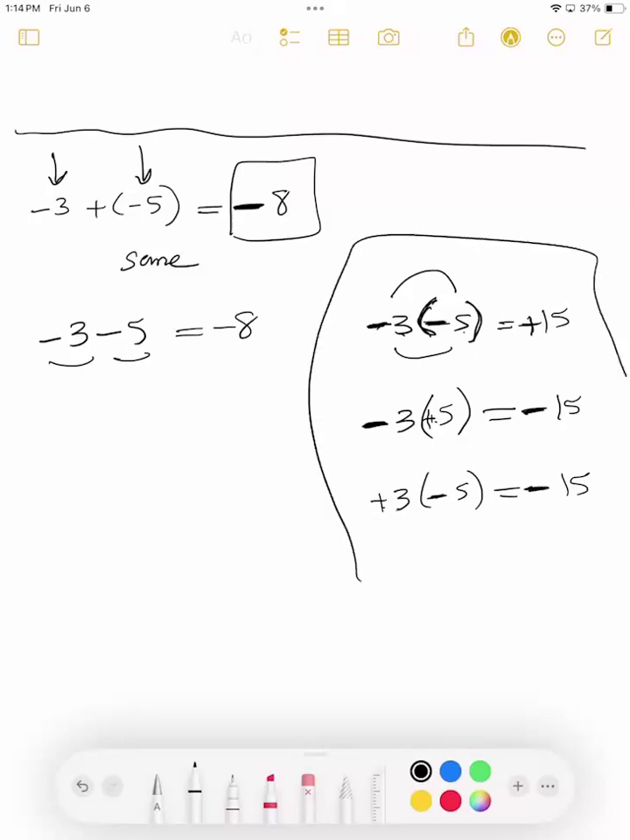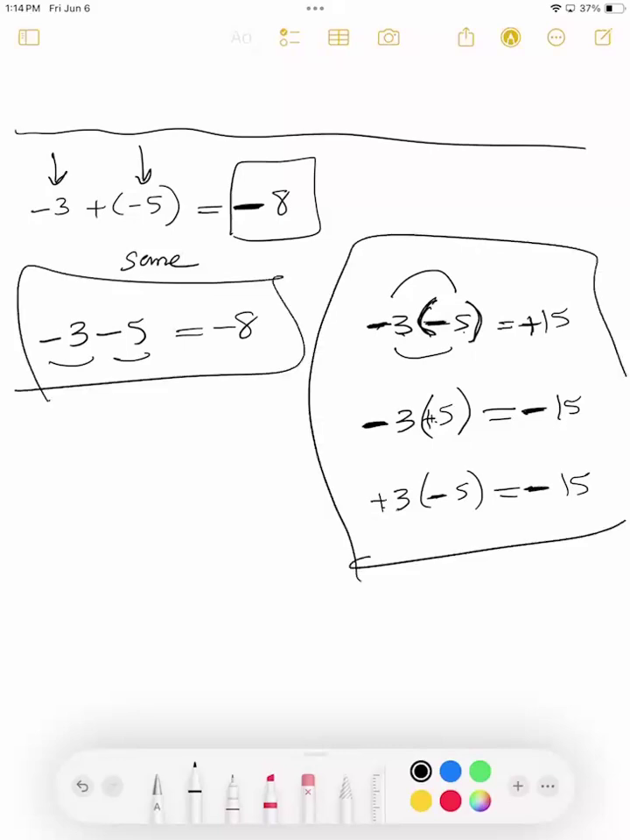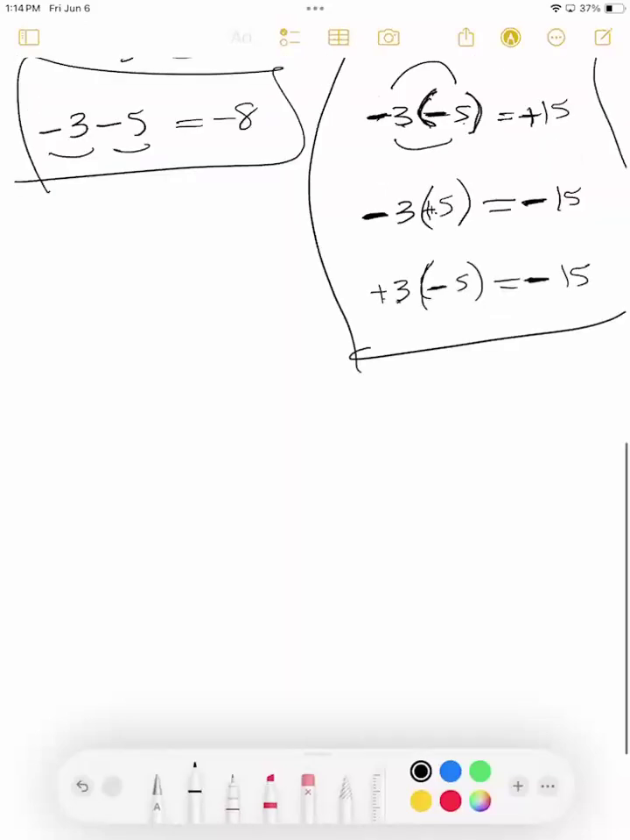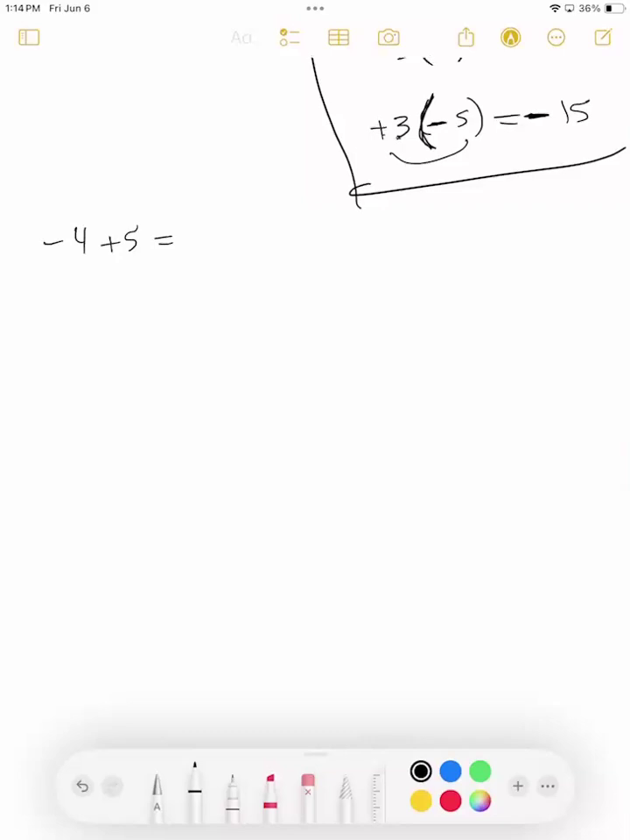And these are different than this problem. So you have a number followed by a parentheses. That means you have a multiplication. But here you have -3 minus 5. What if you have -4 plus 5? So this means you have $5. Start with the positive one first. You spend $4. 5 take away 4, that's what you have. You have 5 take away 4, and the answer is 1.